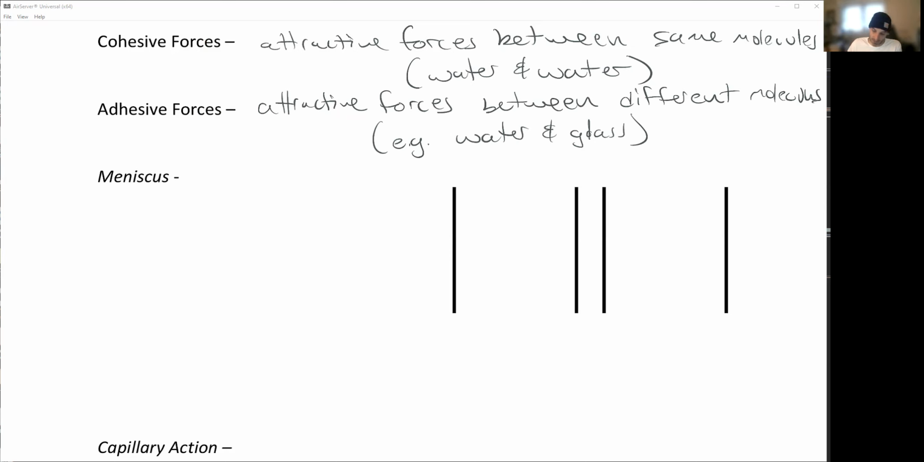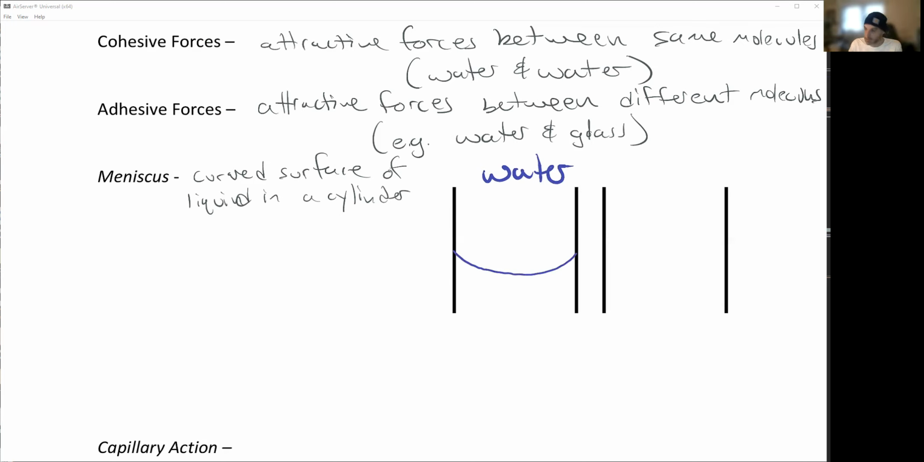In this case, we have water in a container, and it's the interaction of water with itself. So let's take a look at a meniscus. Hopefully, we know that a meniscus is the curved surface of liquid in a cylinder. If we put water into a cylinder, this is where the meniscus happens. We typically see it look like this.